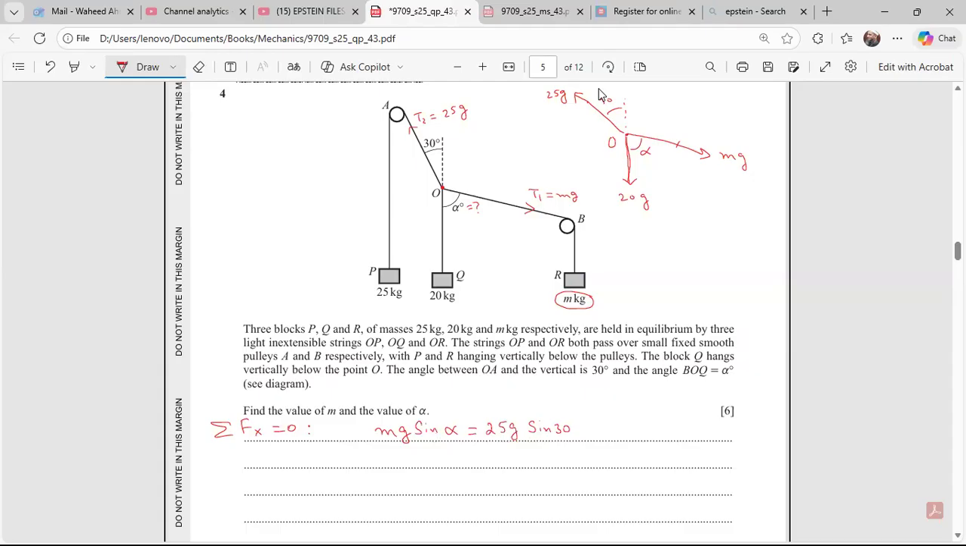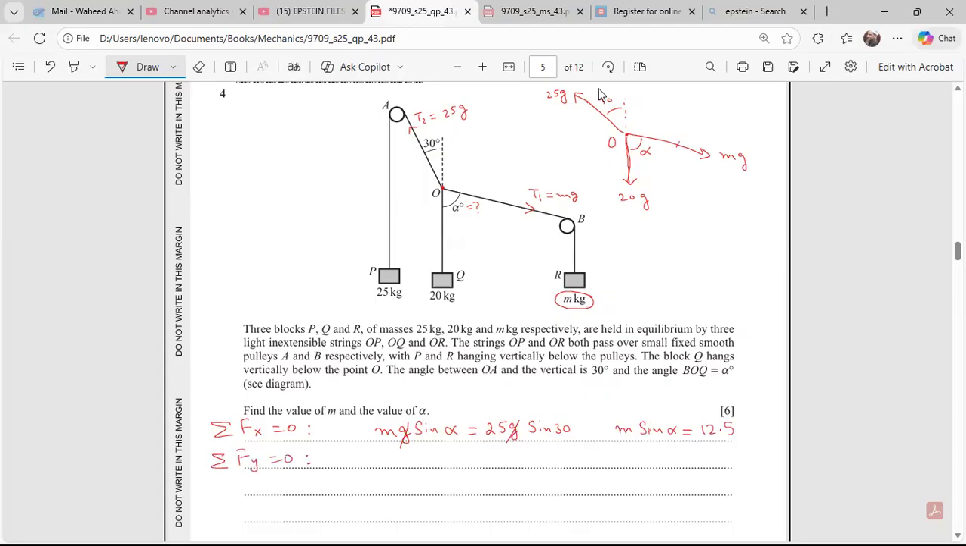G cancels from both sides, right? So both G can cancel, and I have M into sine alpha equal to 25 into sine 30 degrees, which is 1 by 2. So 1 by 2 times 25 is going to be 12.5. So this is one equation we have with two unknowns. Now, let's apply the second condition, that the sum of all forces along the y-axis is 0.